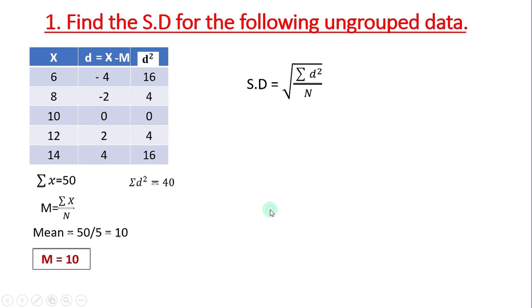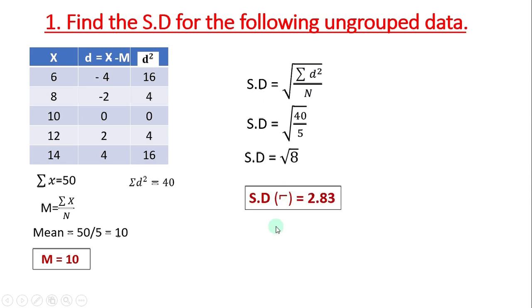Now use the formula. Standard deviation is equal to the square root of sigma d square by n. So the square root of 40 by 5, we get root 8. So root 8, sigma is equal to 2.83. This is how we have to calculate standard deviation for ungrouped data.